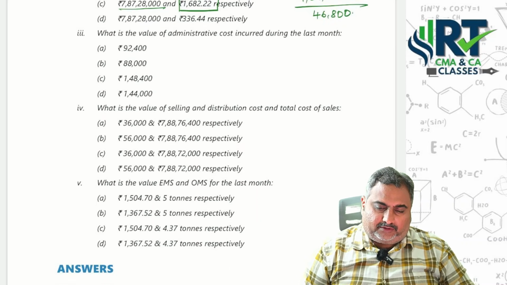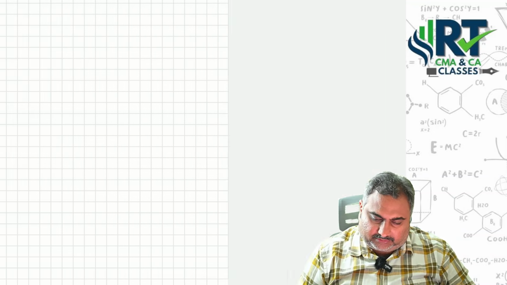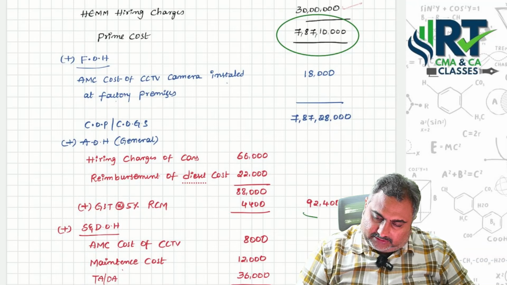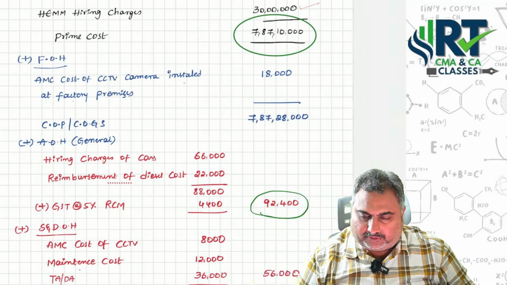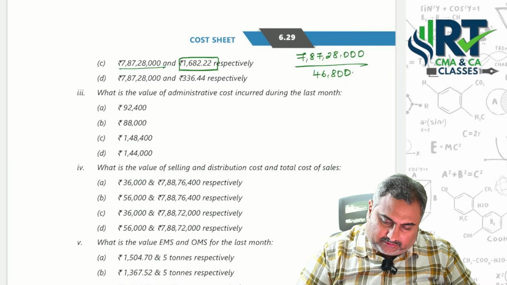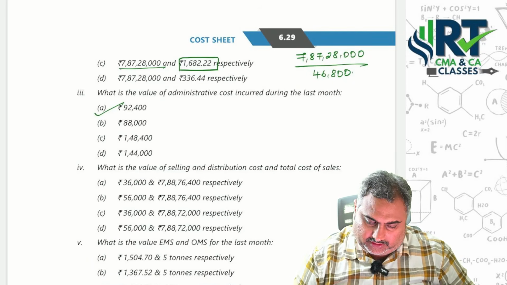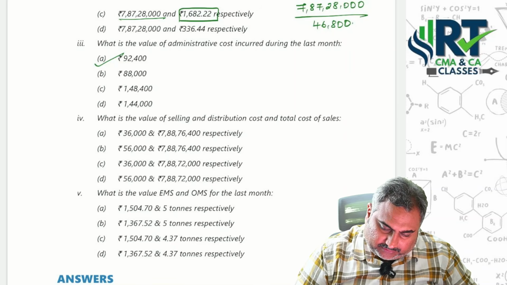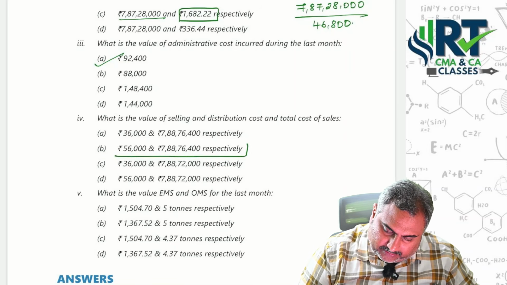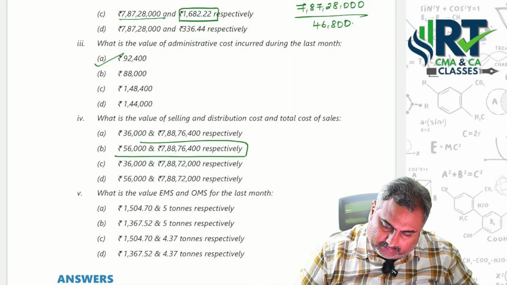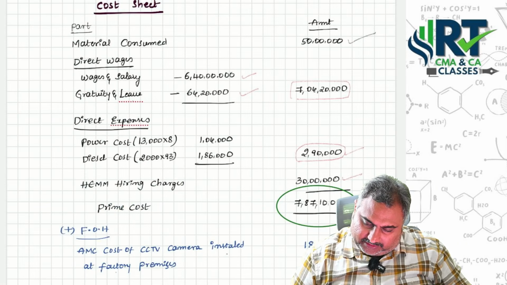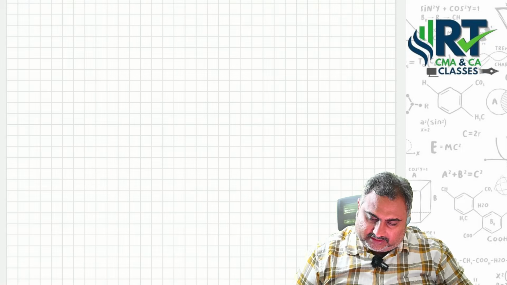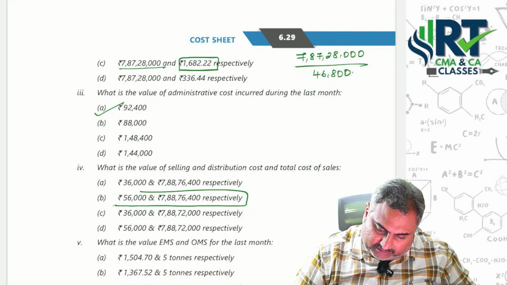What is the value of administrative cost incurred during the last month? Seema, what is the administrative cost incurred the last month? This is 92,400. That is equal to 92,400. What is the value of selling and distribution cost and total cost of sales? We know already, we calculated. Let's check once. Yeah, this is correct only. 88 lakh 76,400. Yeah, this is our answer.